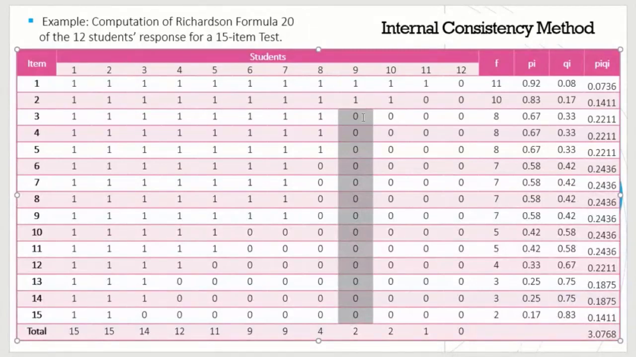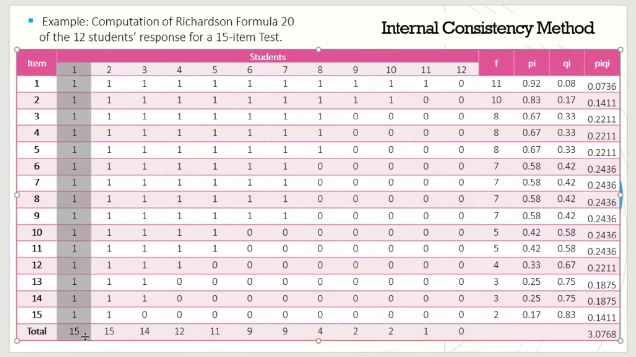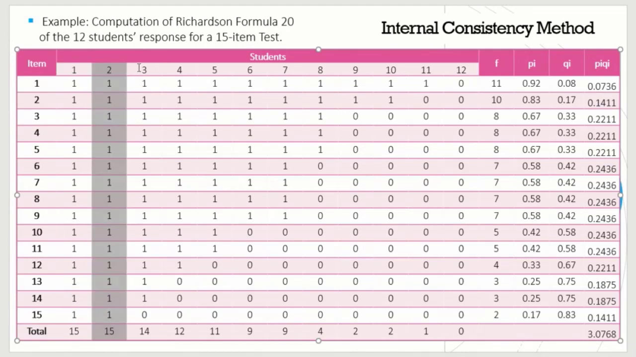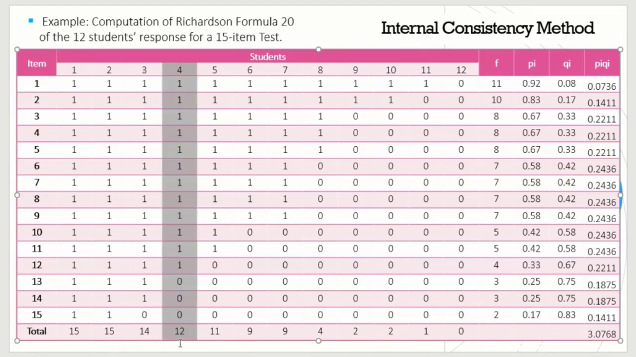Okay? So, some things that you need to take note of is that the total here, no, itong total below, ang sinisignify nito is the total number of correct items by student. No? So, ibig sabihin, si student number 1, ang kanyang score is 15 over 15. Perfect, diba? Si student number 2, 15 din. Wow, mashallah. Si number 3, 14. One mistake. And then si number 4, 12, and so on and so forth.